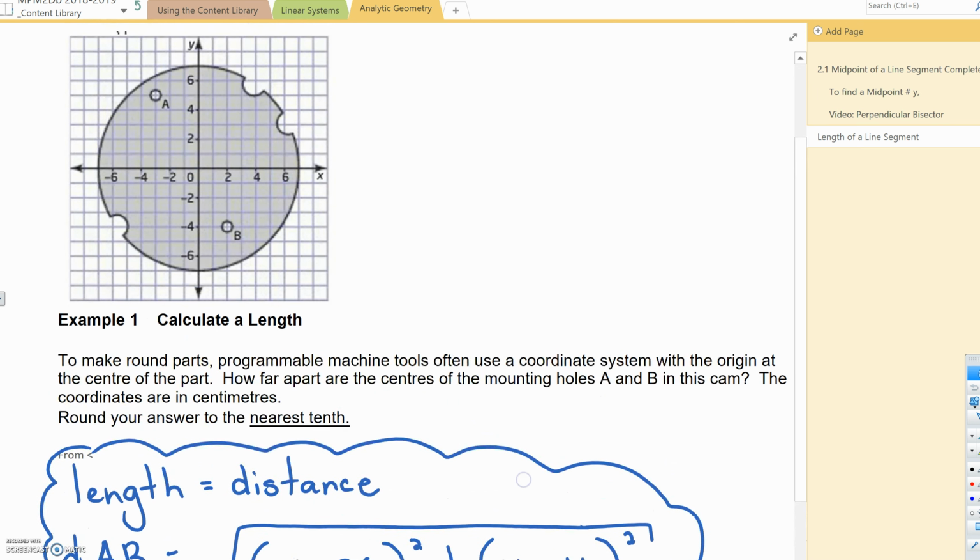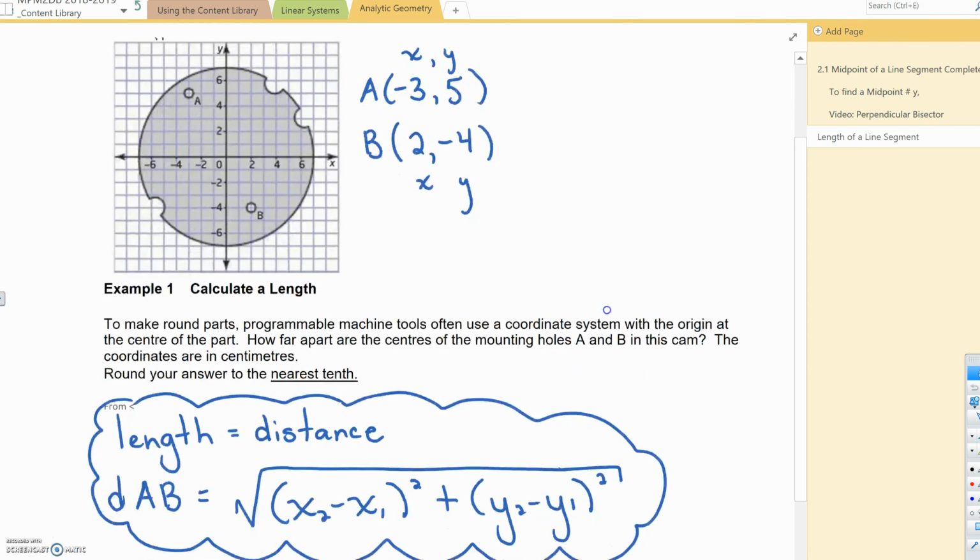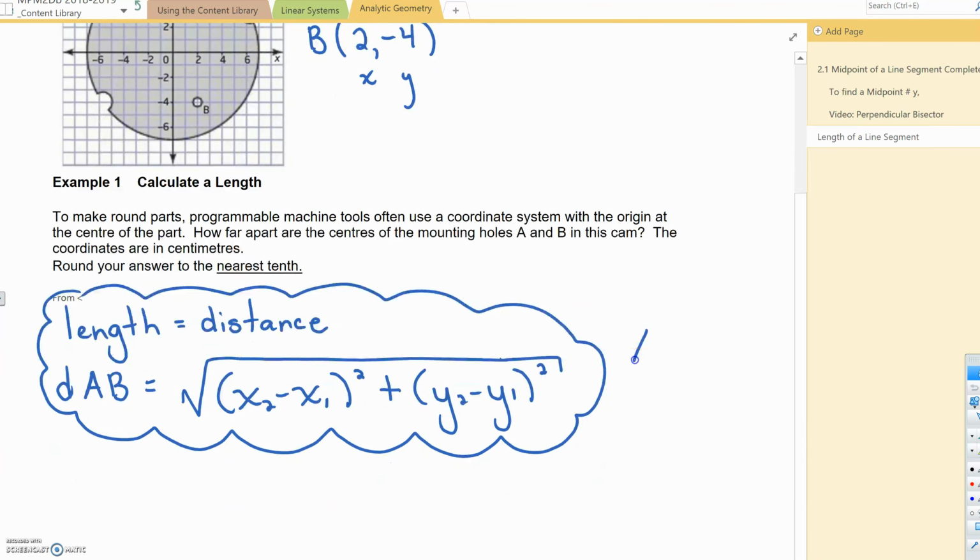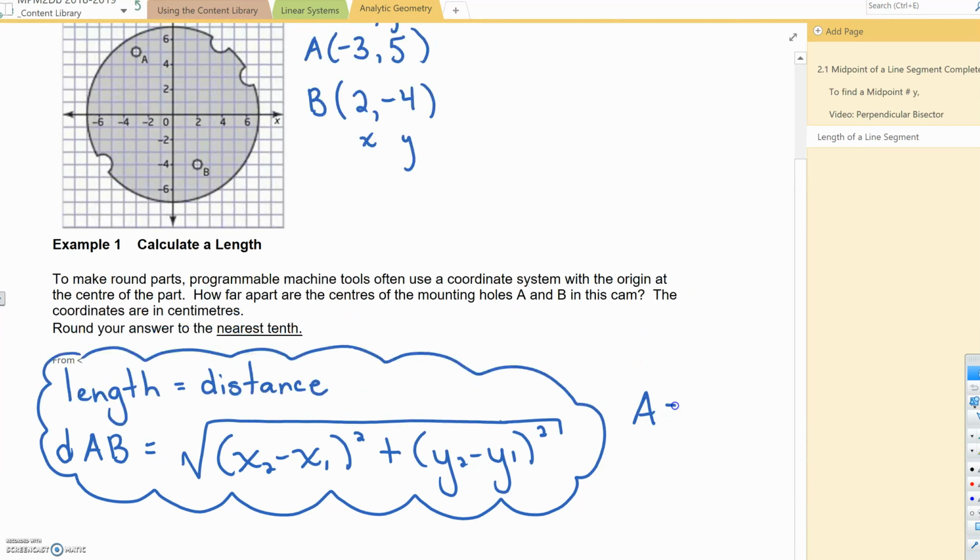So we need to identify what the coordinates A and B are. Coordinate A, if you start with x first, it's -3 for x, and +5 for y. Remember that x is first and y is always second. Now for coordinate B, x is equal to 2 and y is equal to -4. So again, be careful when you're writing your coordinates. You really don't want to mix those up. I'm going to rewrite those over here so that I can see them when I do my work.